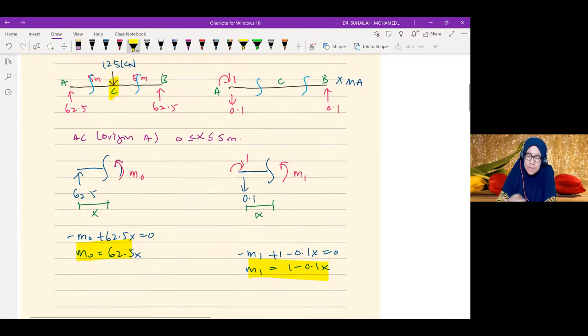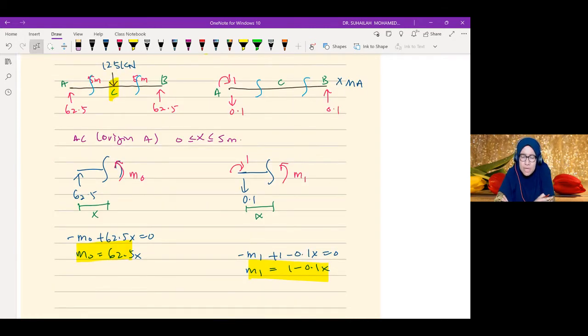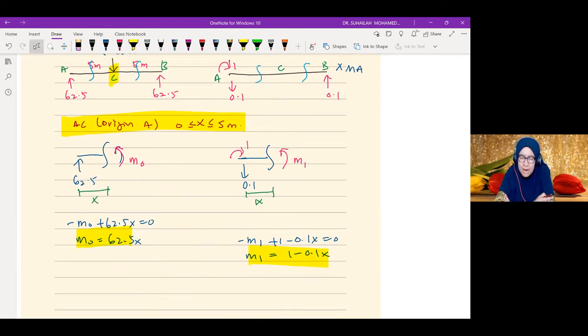So we write the moment equation. We have two cutting sections. The first cutting section is AC, origin A, and the limit is 0 to 5. Always remember that the moment direction is anti-clockwise, counter-clockwise, whenever the origin comes from the left. Origin comes from the left, so that is why we get this.